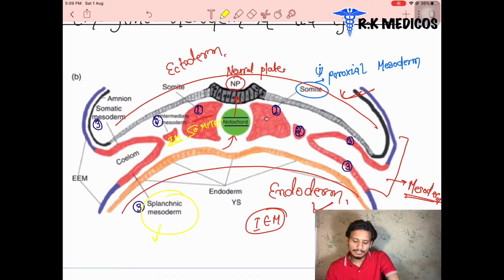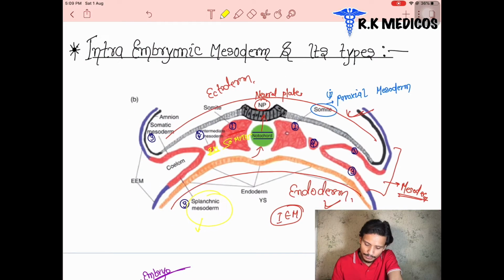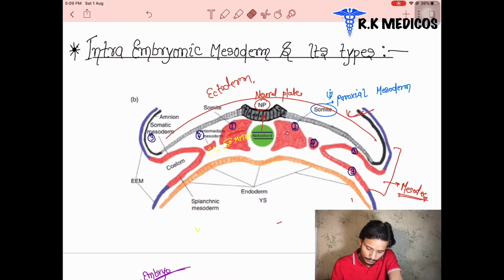So what are the three types of mesoderm? The first one is called somites, the second one is called intermediate mesoderm, and the third one is called splanchnic mesoderm or the somatic mesoderm. We will see the different types of it later, but for now I am giving an overview. So don't worry if you don't understand it, wait for 5 or 10 minutes and you will understand everything.